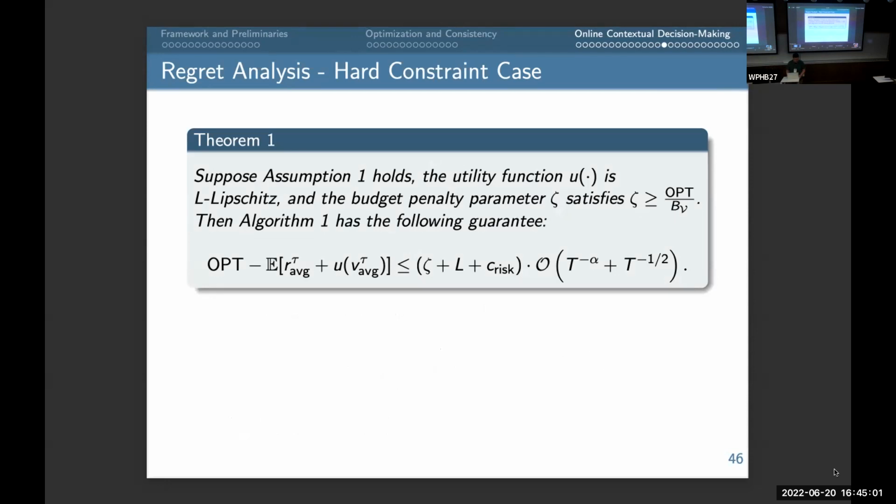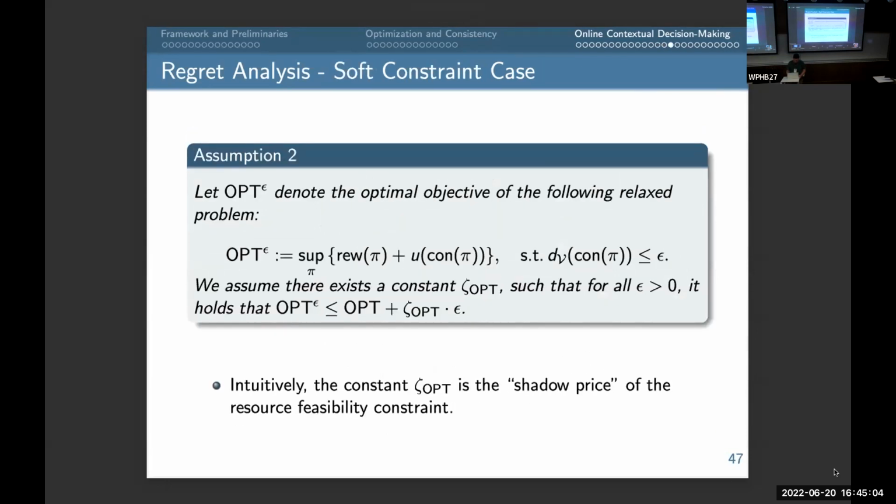Okay. So we also analyze the soft constraint case. In the soft constraint case, we make this additional assumption. This additional assumption essentially comes from a Slater condition on the problem, and it basically says that if we consider a relaxed version of the problem, where now instead of imposing the hard constraint, we say that the distance to infeasibility is less than or equal to epsilon, then we have this type of subgradient condition, and this can be validated under a Slater condition and standard convex analysis arguments.